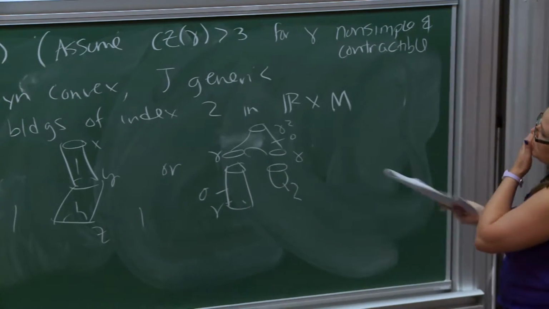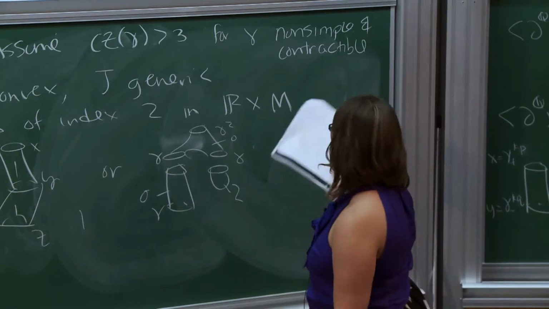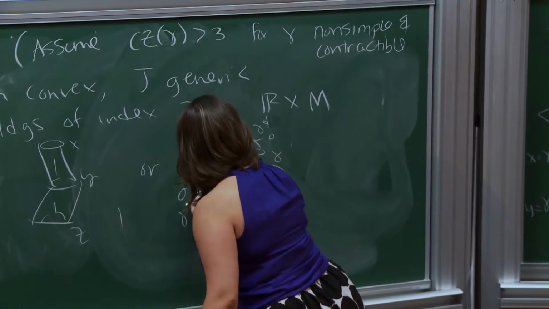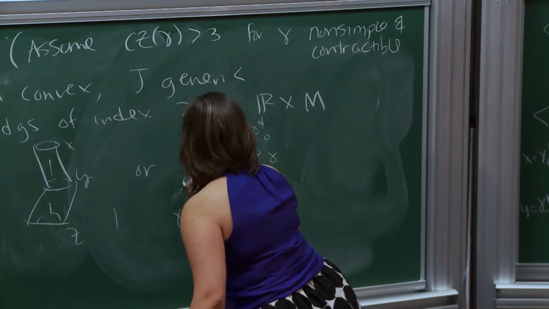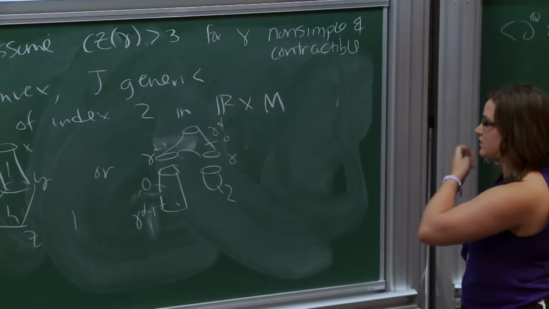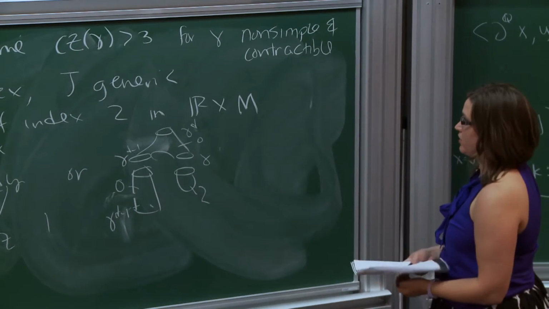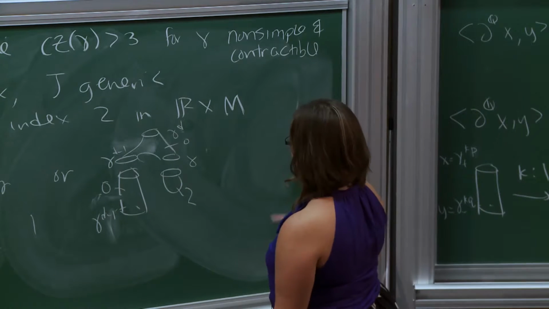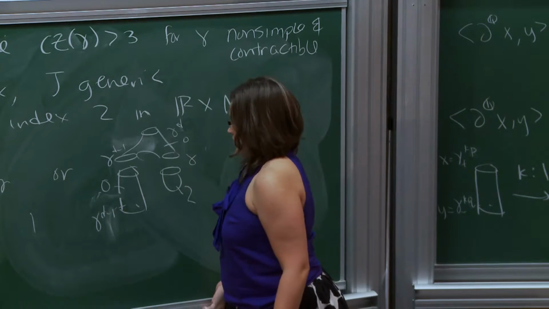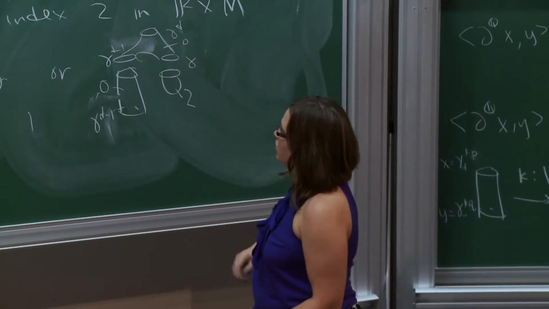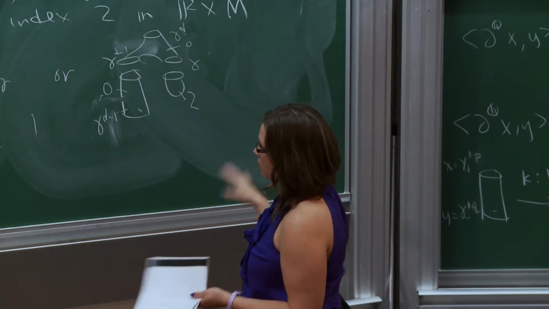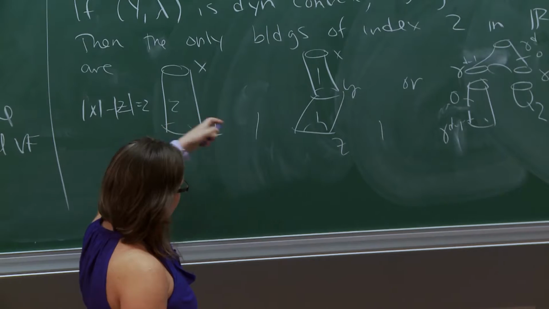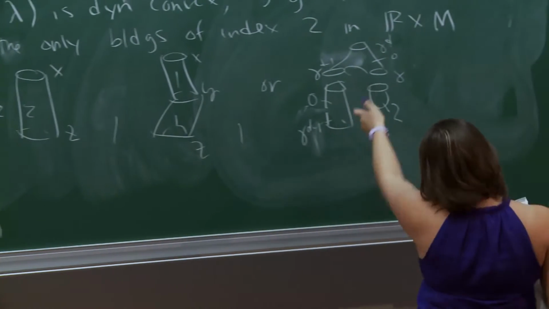Okay. So we have this extra assumption that this should be gamma d, d minus 1. Okay, sorry. So we have this assumption that the Conley-Zander index is strictly greater than 3 for gamma non-simple and contractible. We expect that it's removable, but we have to do a little bit more estimating things to make sure that something bad doesn't happen in the next blackboard. But what we proved is that the only buildings of index 2 are either an unbroken cylinder, once broken cylinder, or this pair of pants configuration.